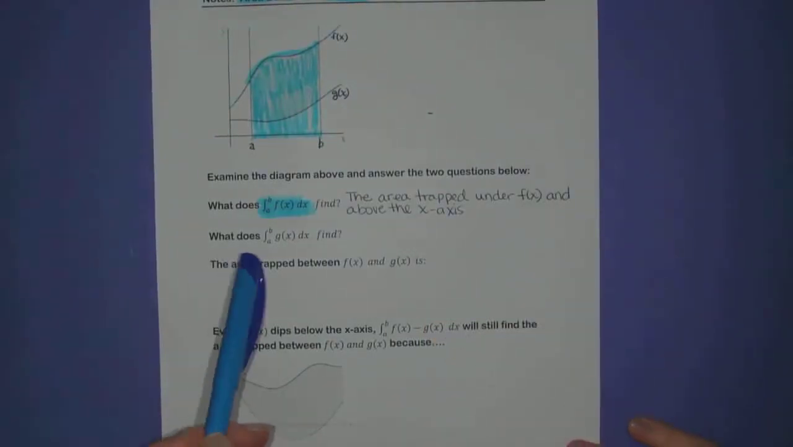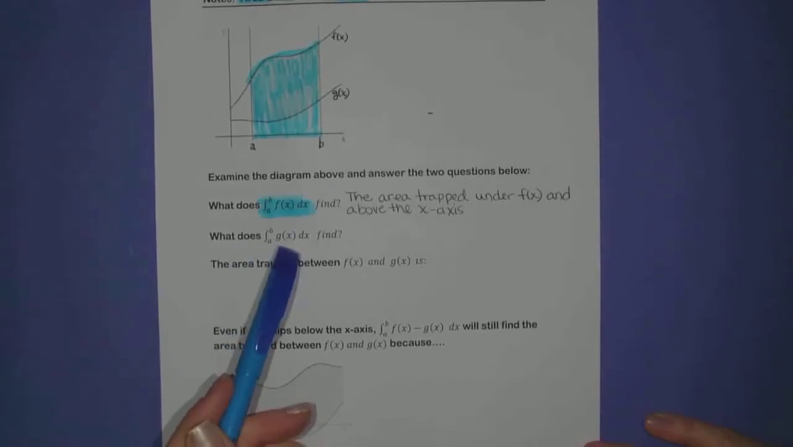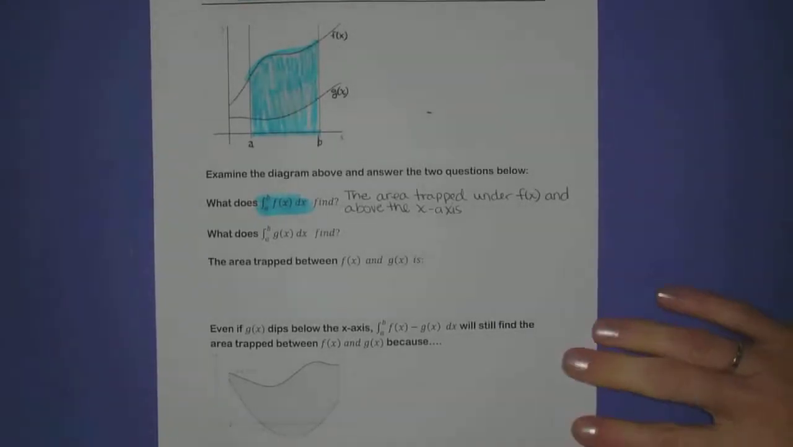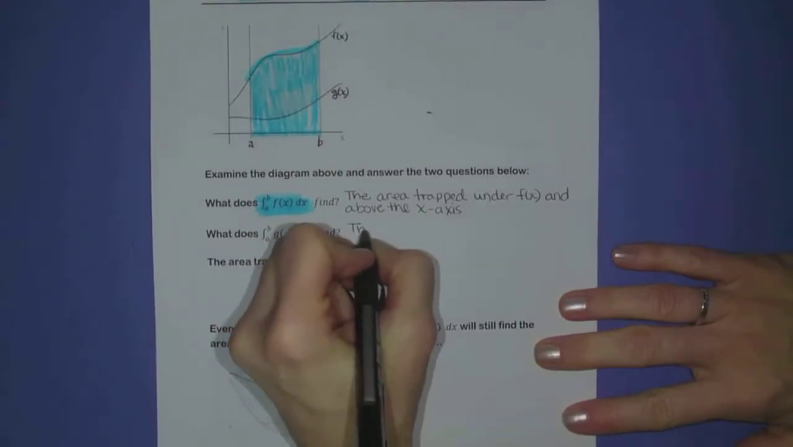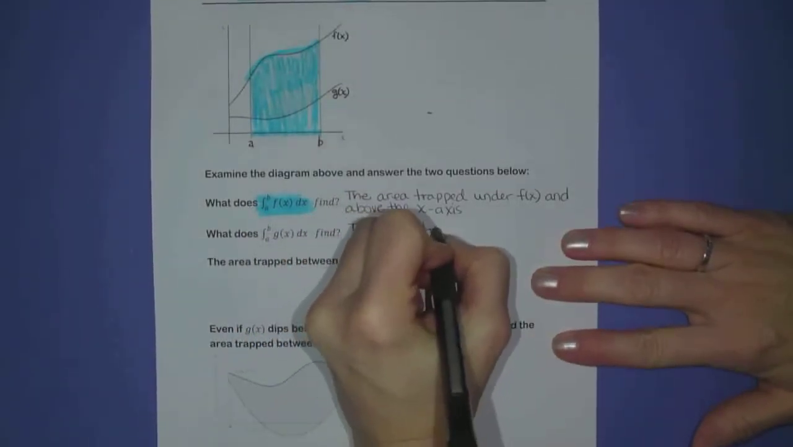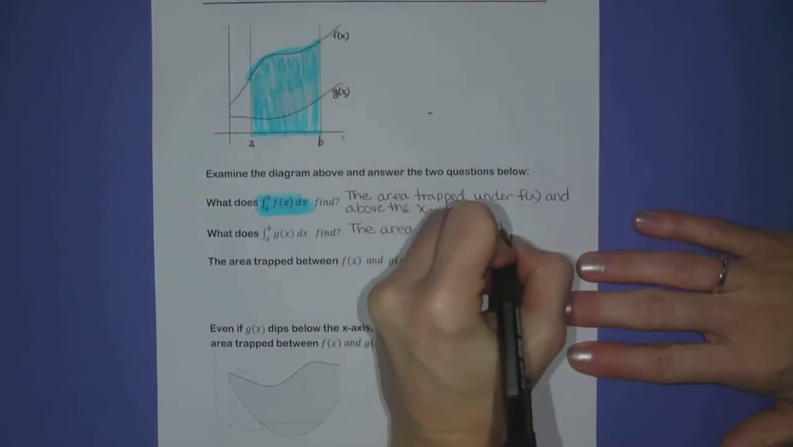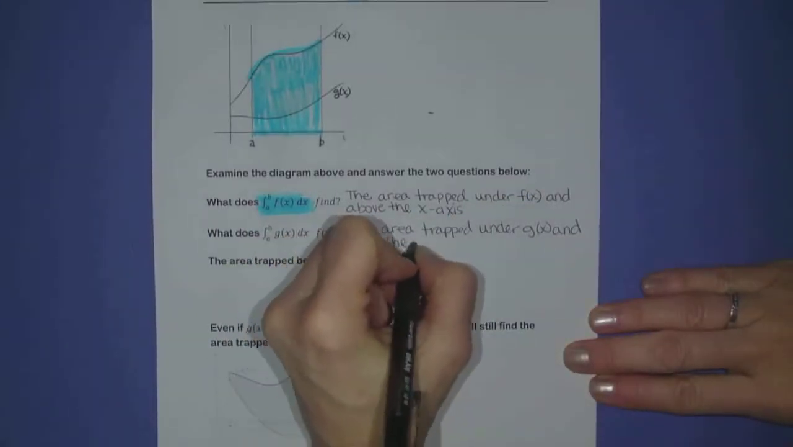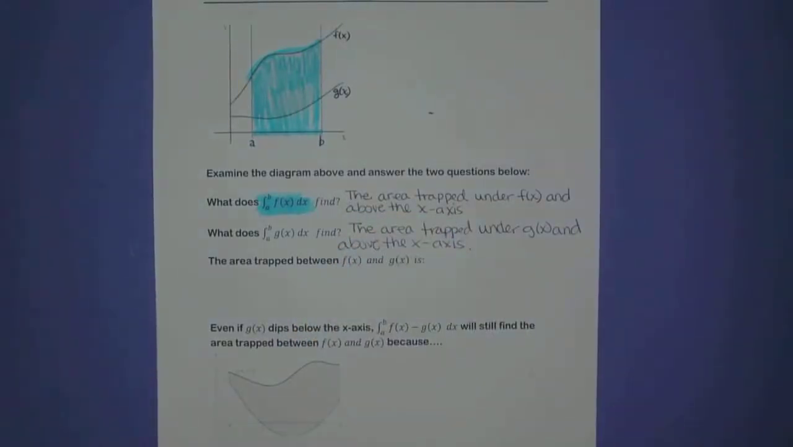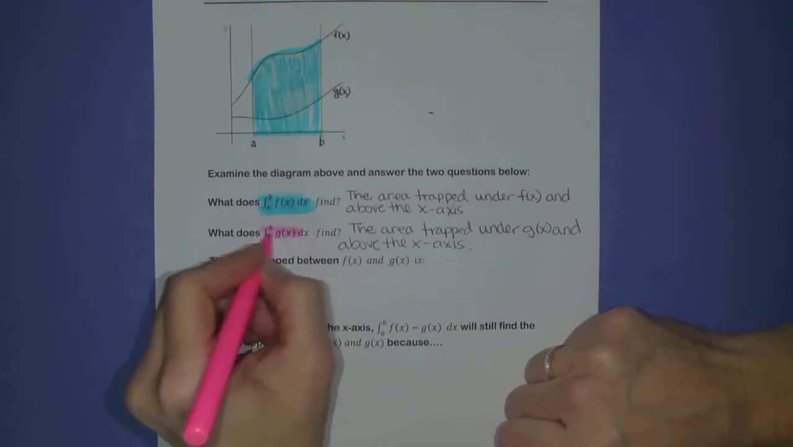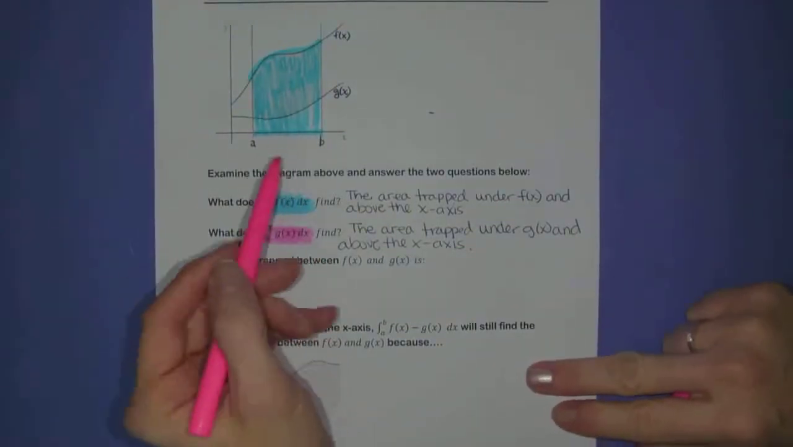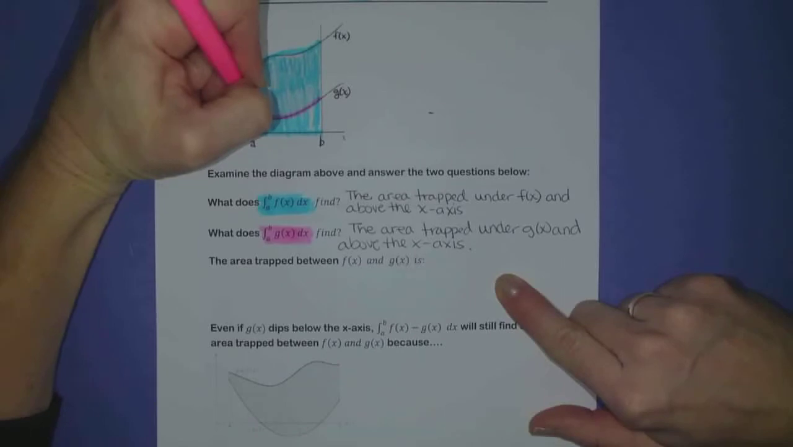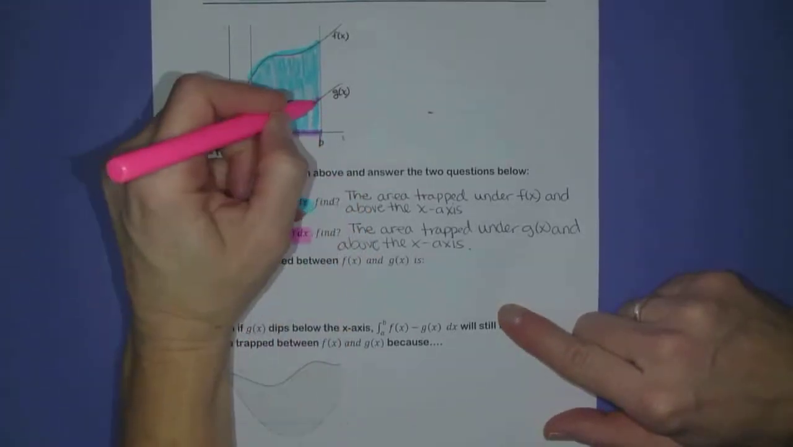The next question says, what does the definite integral from a to b of g of x dx find? Let me grab a different color highlighter. First, let's put it in words: this would find the area trapped under g of x and above the x-axis. Same idea as the f of x graph. I'll make this one pink. So coloring the area trapped under g of x, under there and above the x-axis, this would be my pink.